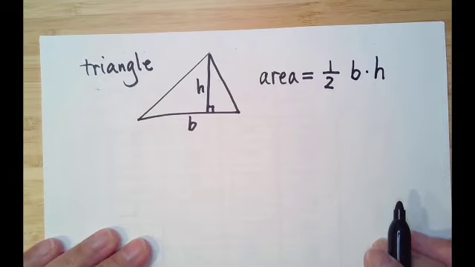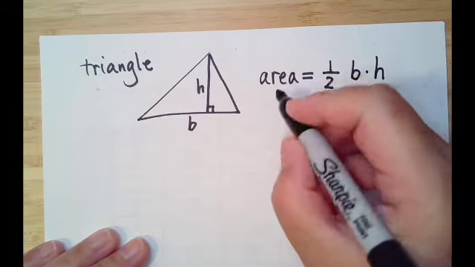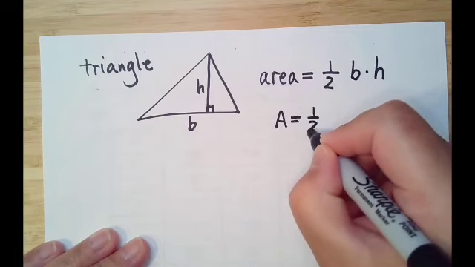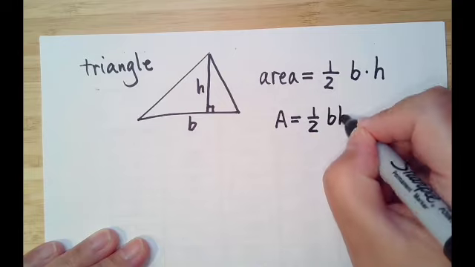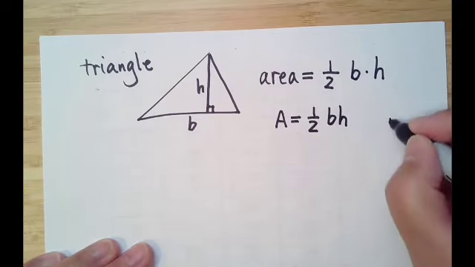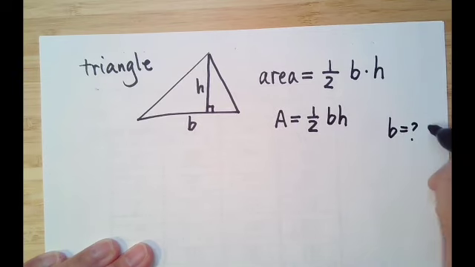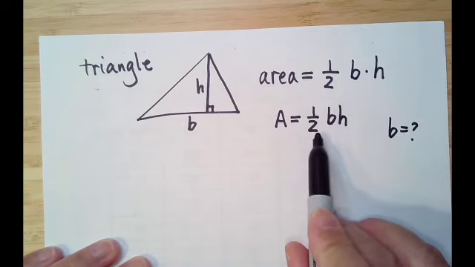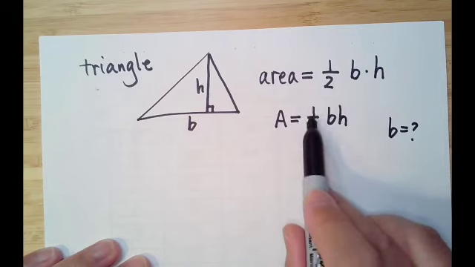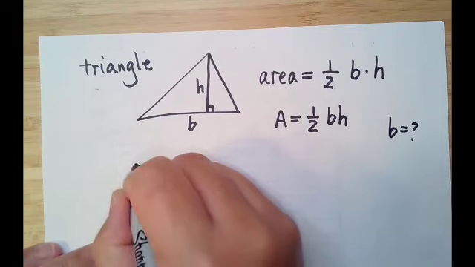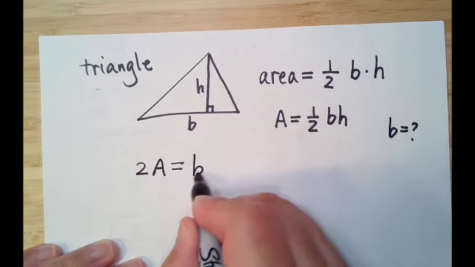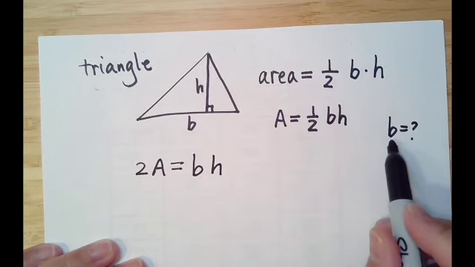Okay, so let me just use this as A. I call this capital A. That's 1/2 BH. All right, now let me rewrite that. This is 1/2, so let me multiply by 2 on both sides. So this 1/2 will be gone, and then I will have 2A equals BH. And I'm looking for B.